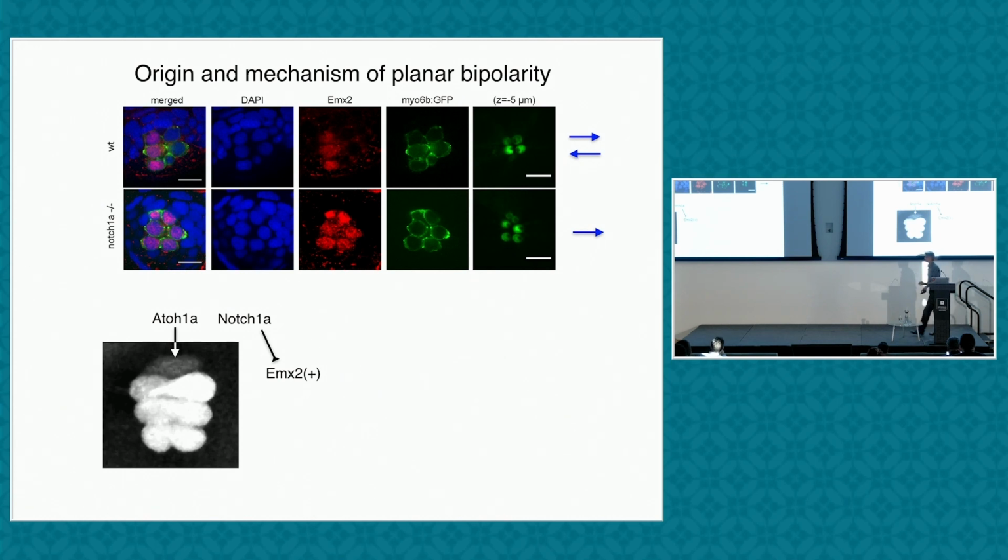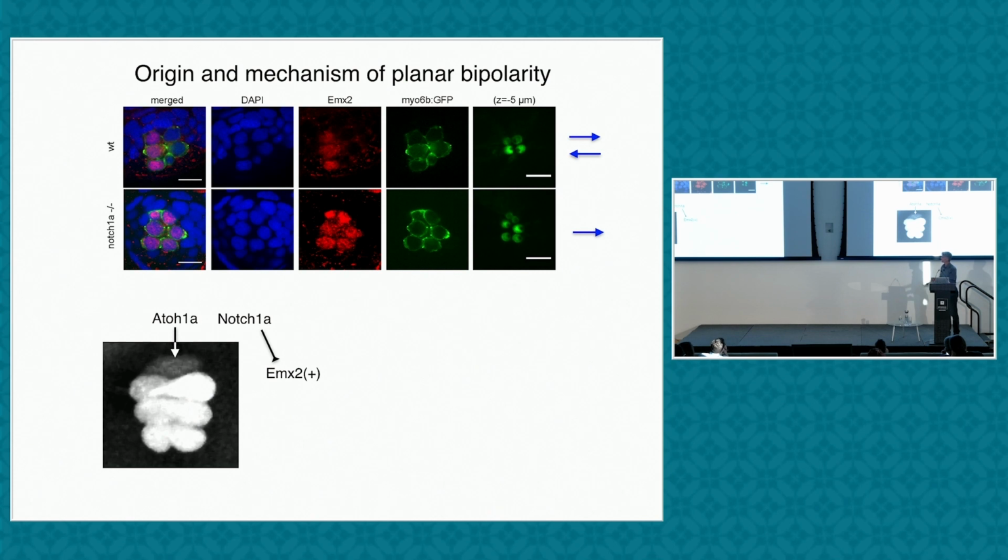What is interesting is that if we look at the actual polarity of the hair cells in a wild-type neuromast, we see half of the hair cells pointing in one direction, the other half in the opposite direction. In a Notch1A mutant, where all the hair cells express EMX2, every hair cell points in the same direction. That tells us that EMX2 may determine the direction of polarization of the hair cells.